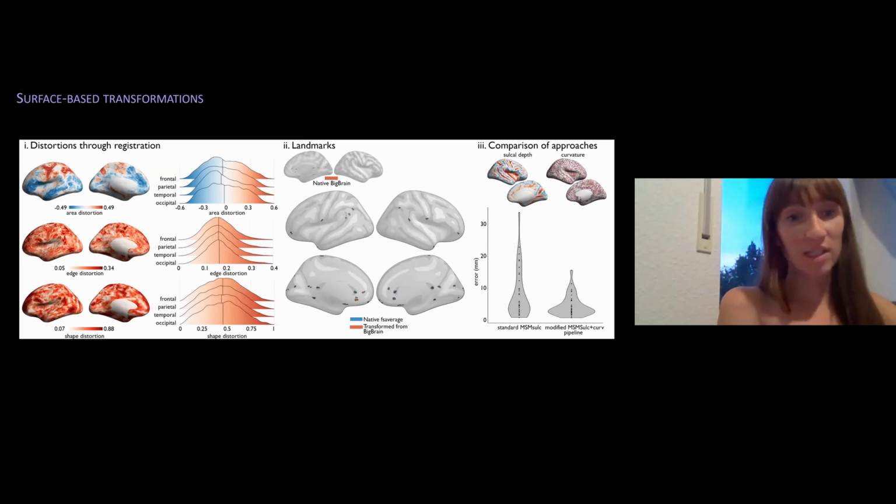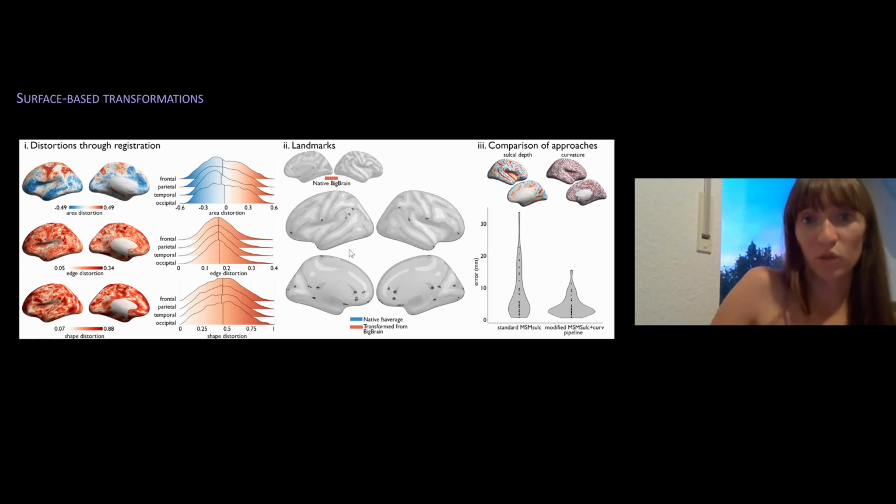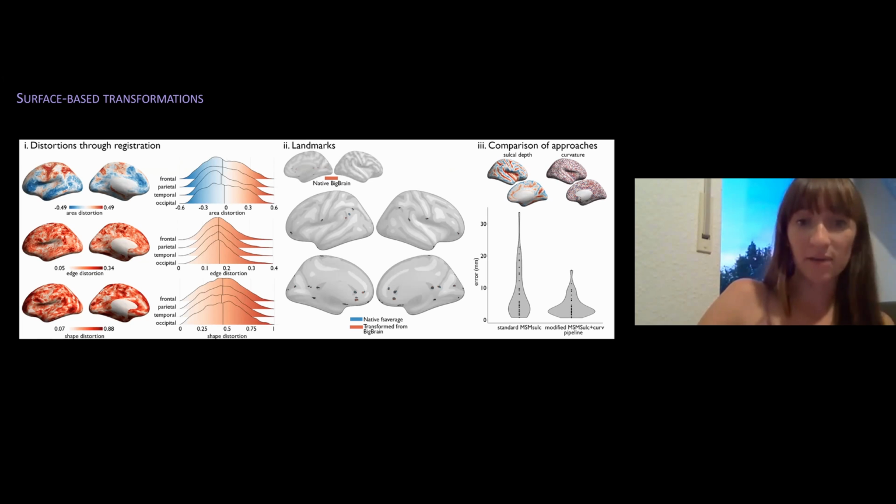And then the other form of transformation is surface-based. Once again, we can consider the degree of deformation invoked by the transformations by looking at the surface mesh. So here we have 3 different types of deformations of the surface mesh that we could inspect. And then we can use predefined landmarks on the native BigBrain and on native FS average surfaces. So once again, we transform the BigBrain landmarks onto FS average, and then we look at the distance between the native FS average ones and the ones transformed from BigBrain.